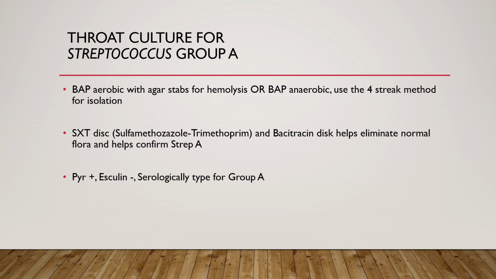And then the best way to identify Streptococcus group A is by serologically typing. What we're doing is taking latex particles and linking those latex particles up with the antigen extracted from the organism Streptococcus. If they link up together, you will get agglutination that you can visually see. And if those agglutinins are present, we're going to report that out as positive for Strep A.